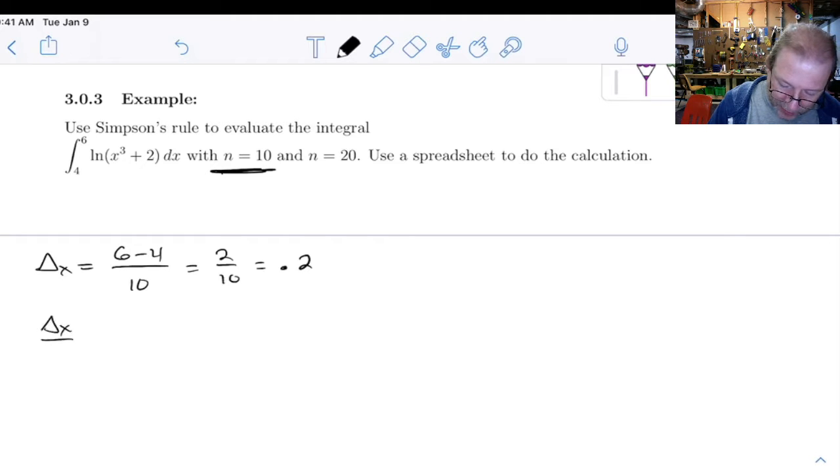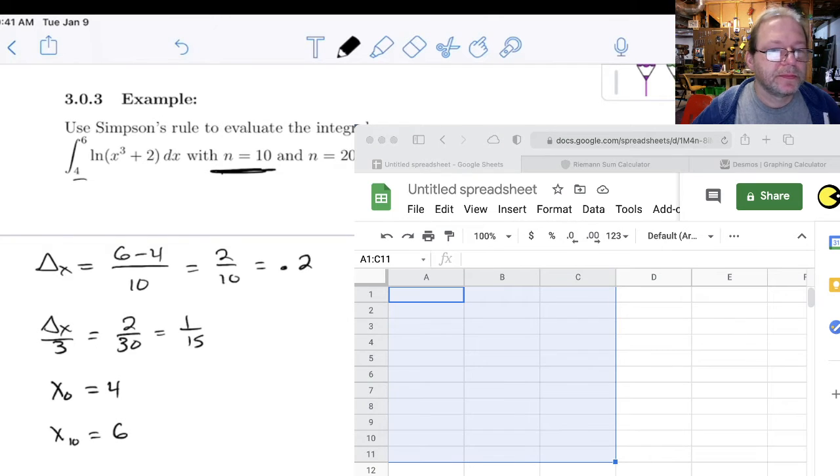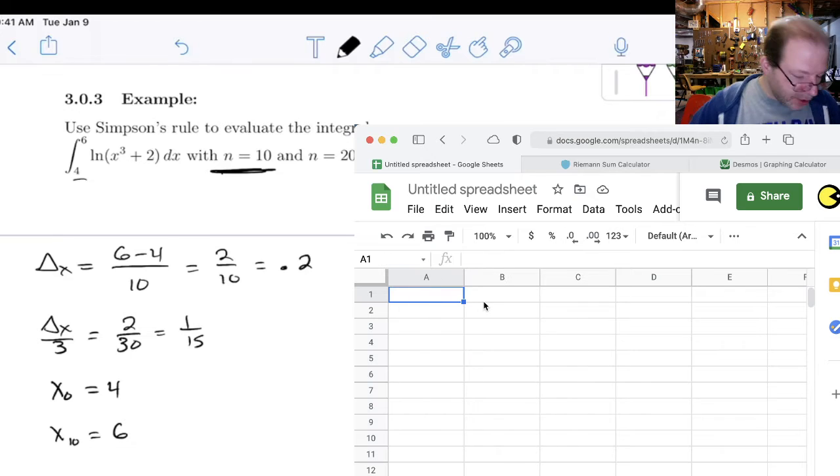Our delta x over 3 then is going to be 2 over 30, or 1 over 15. All right. Let's see, our x sub 0 is supposed to be 4, and our x sub 10 is supposed to be 6. I'm only writing those down because I want to be able to check them when we put it into the spreadsheet.